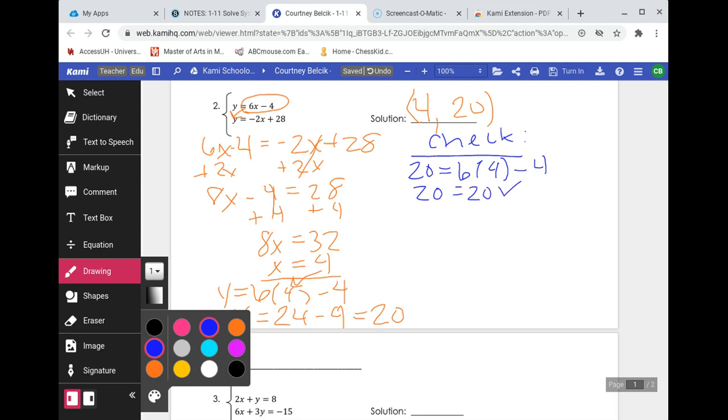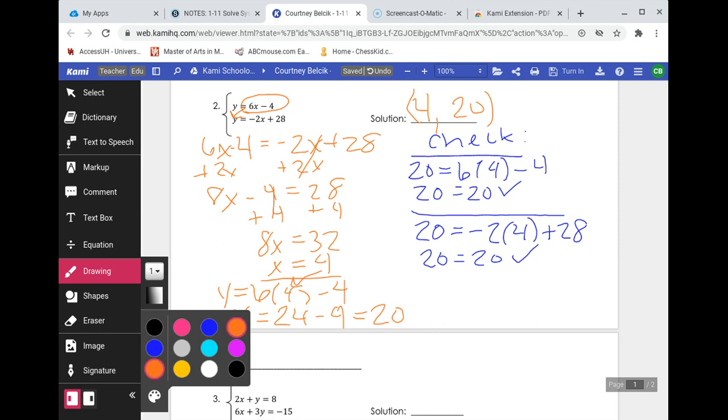So this works. In the second equation, we have y equals, so 20 equals negative 2 times x, which is 4, plus 28. Well, negative 2 times 4 is negative 8, and negative 8 plus 28 is kind of like 28 minus 8, and that is, in fact, 20. So that works. Our solution is 4, 20.